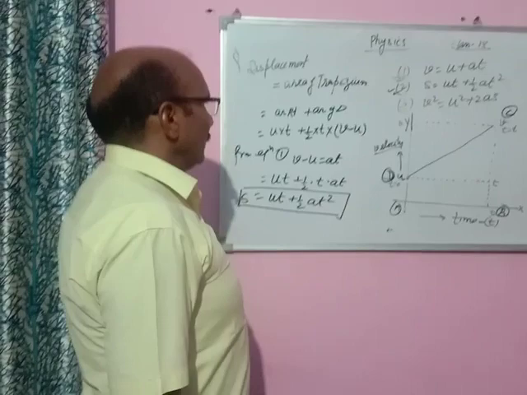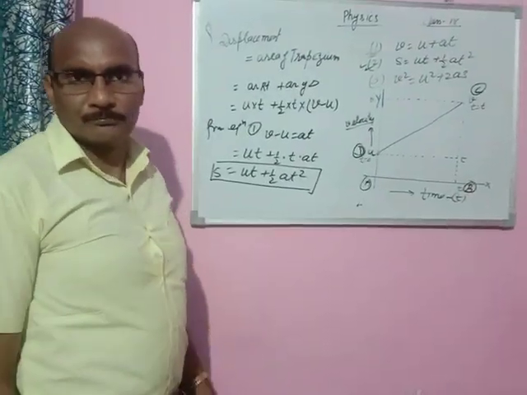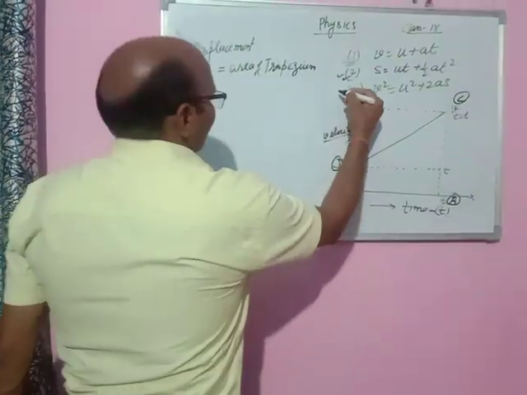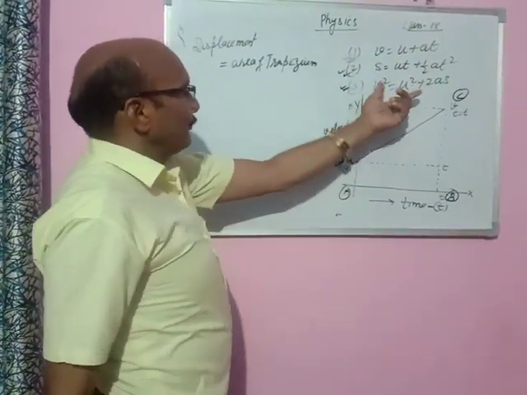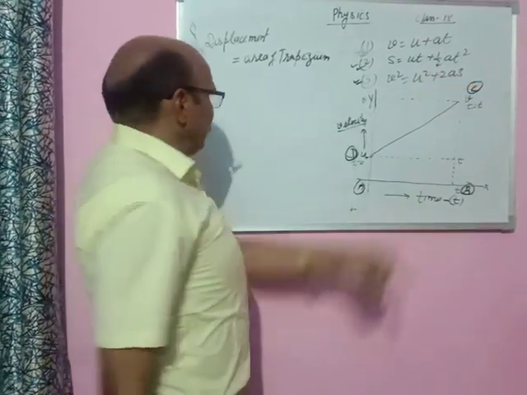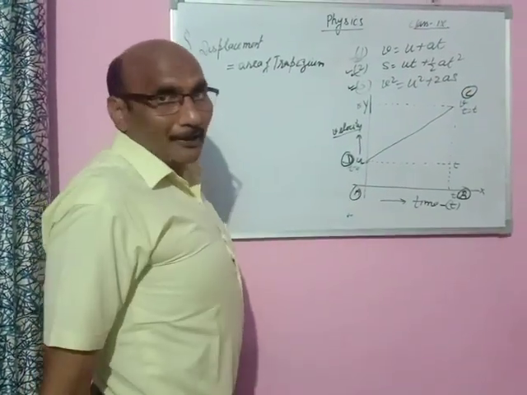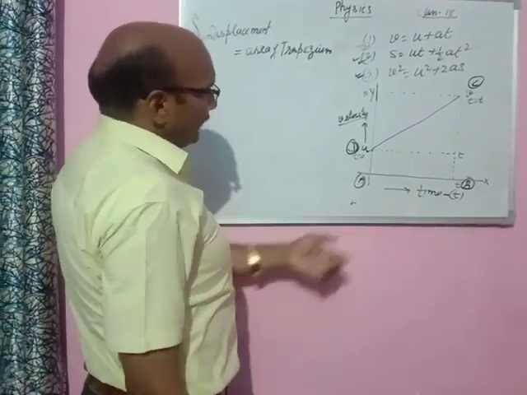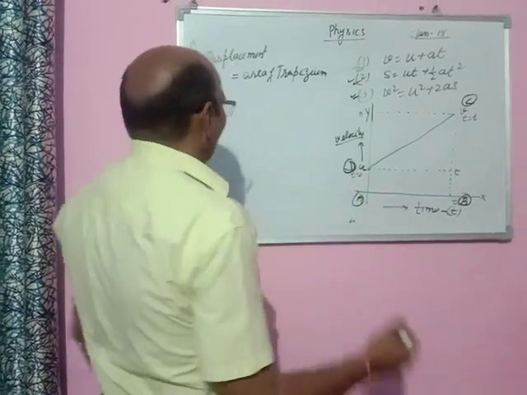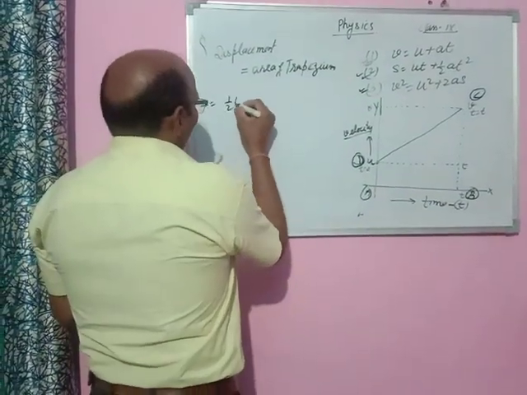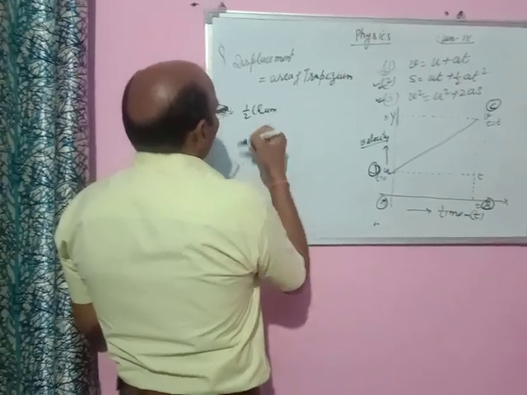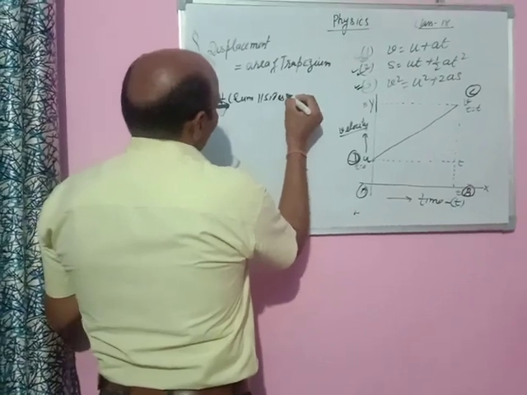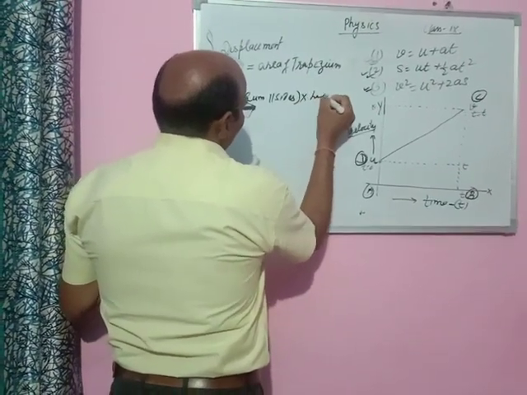Let's come to the third equation of motion. From the same point we can come here. For the third equation of motion, we have to prove that v square equals u square plus 2as. Again we will take the area of the trapezium equal to displacement s. This area of the trapezium can also be calculated a different way. Area of trapezium equals half into sum of parallel sides multiplied by height.